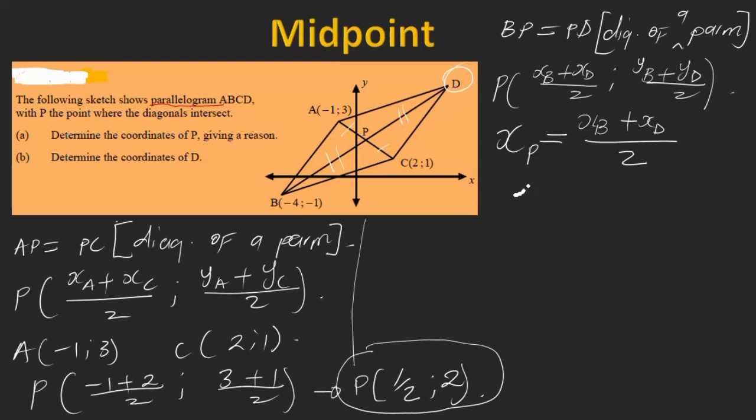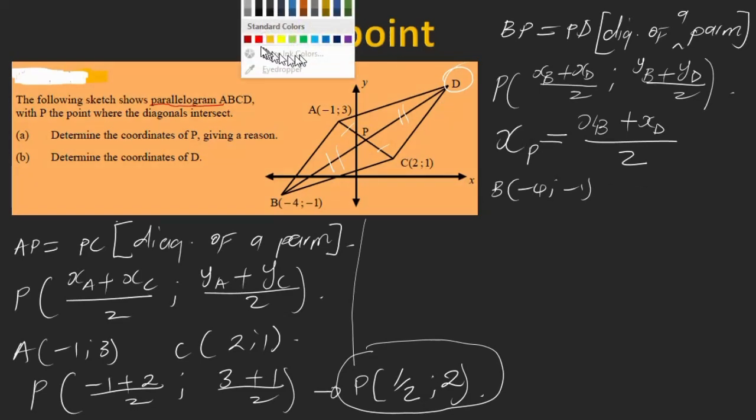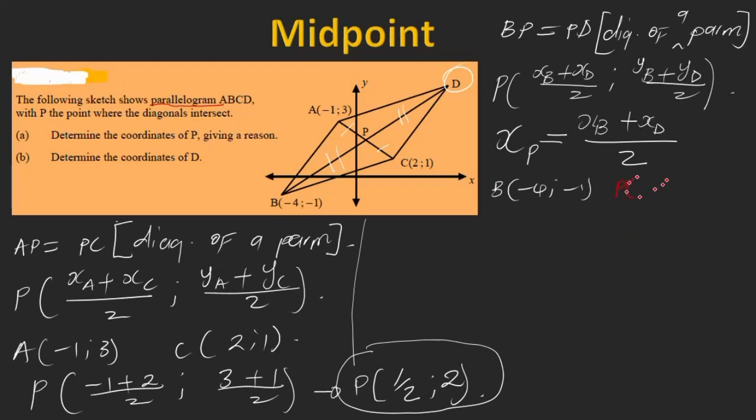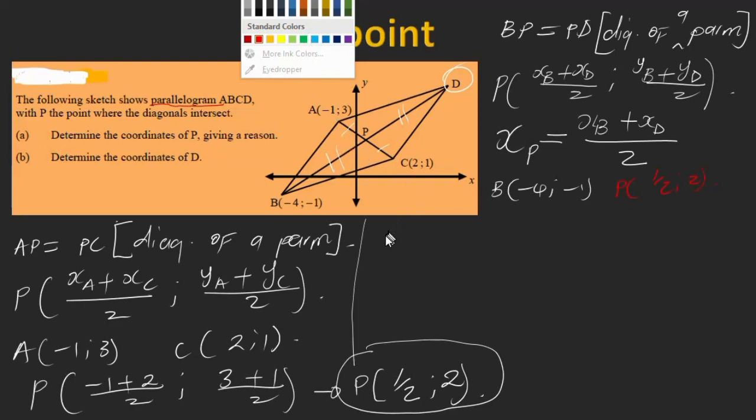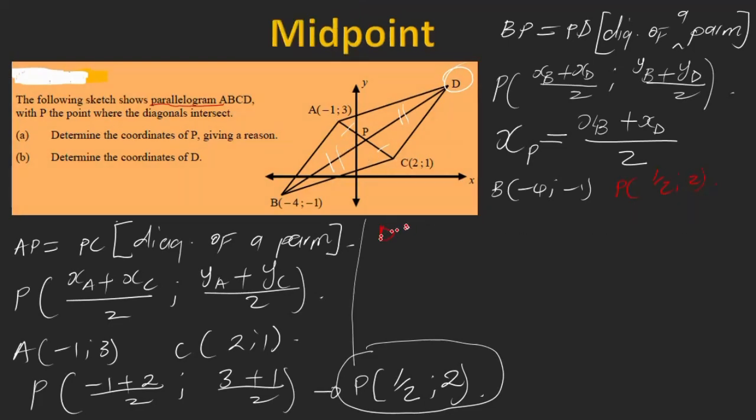So which means now in this case, if I make my substitutions, let me write my coordinates. My coordinate at B is -4 and -1. My coordinate at P is, I already have that, 1 over 2 and 2. And then lastly, my coordinate at D is unknown. So my coordinates for D, they are unknown, right? So I'm looking for those things now. So I'm going to use this part here for me to get the coordinates of D. See that? Now let's make a substitution.